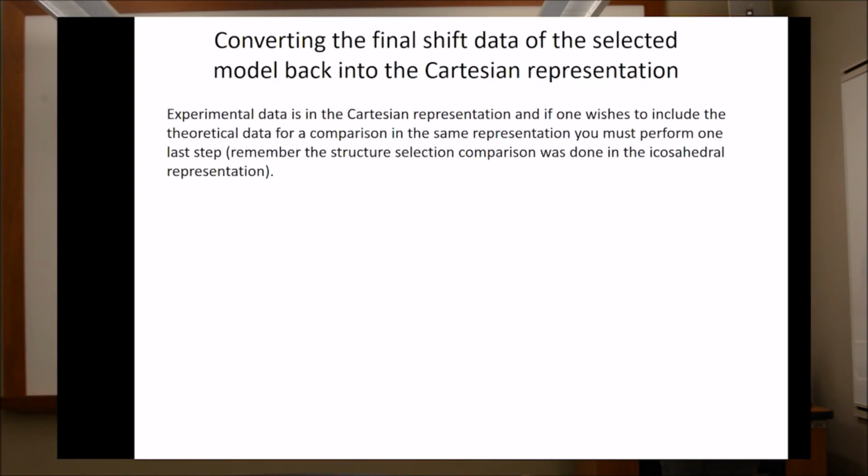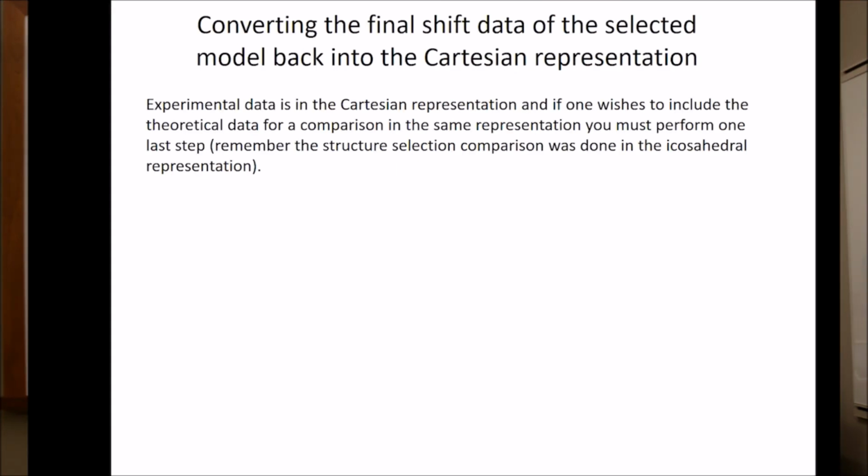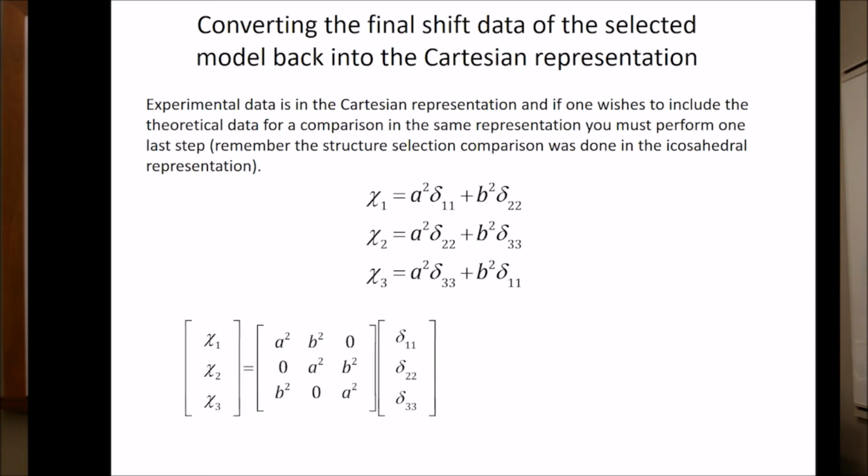And if you look at this expression that we had for converting from Cartesian space to icosahedral, all we do is reverse this. So you can think of splitting this up into a design matrix, this a squared, b squared, Cartesian space, which is delta, icosahedral space, which is chi. And we can write it more generally like chi equals A times delta, and then we just solve for delta.